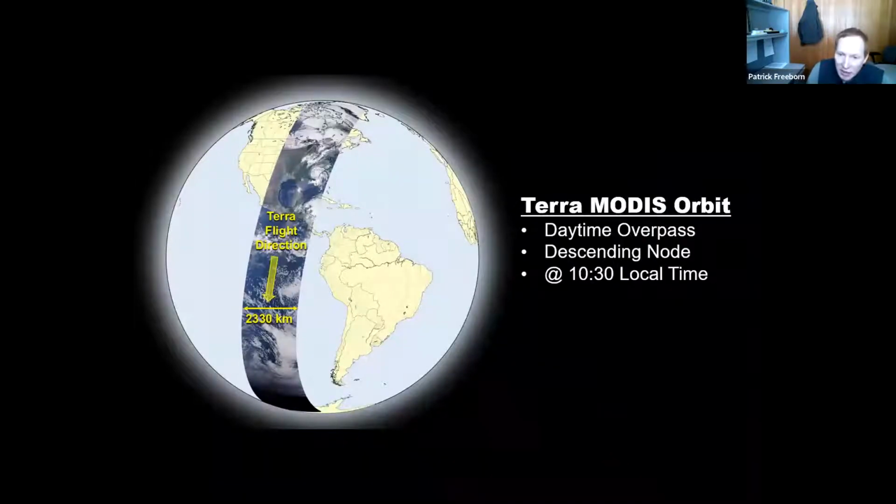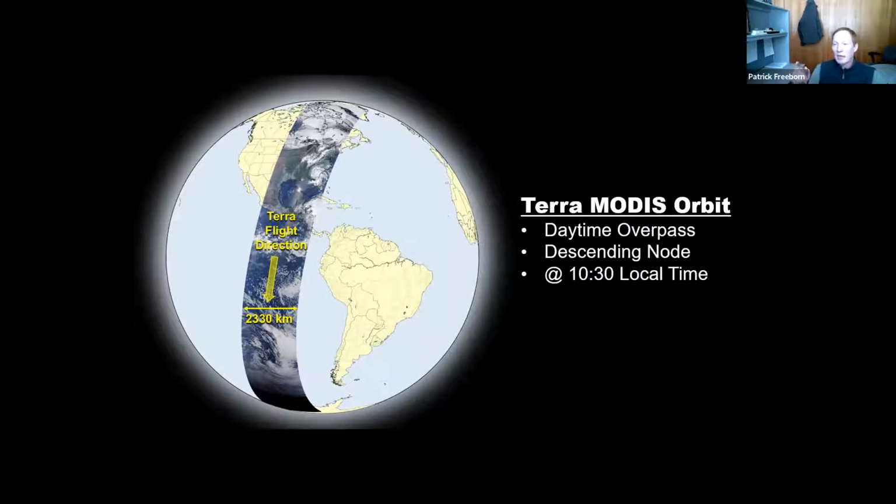And so MODIS is a scanning imager. As Terra makes its orbit, MODIS is continuously scanning and collecting a 2,300 kilometer wide image swath of the Earth's atmosphere, land and ocean surfaces. And this is an example of the Terra MODIS daytime overpass, which means it's in its descending node.